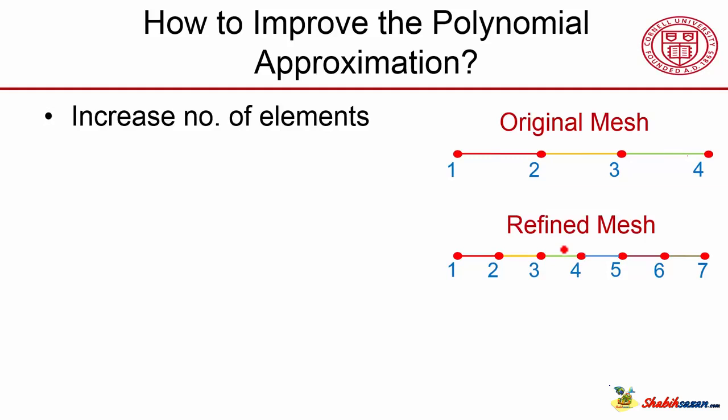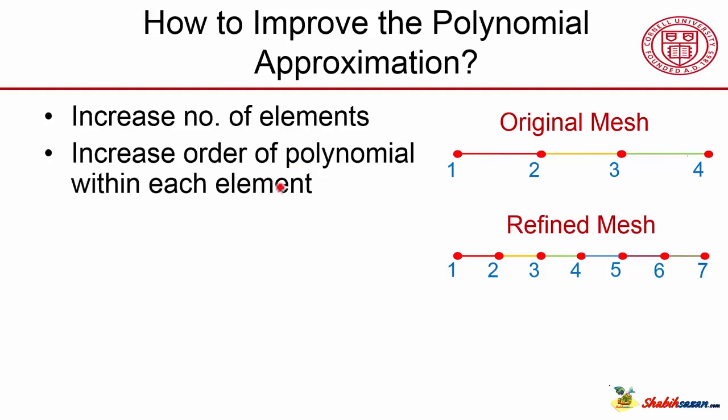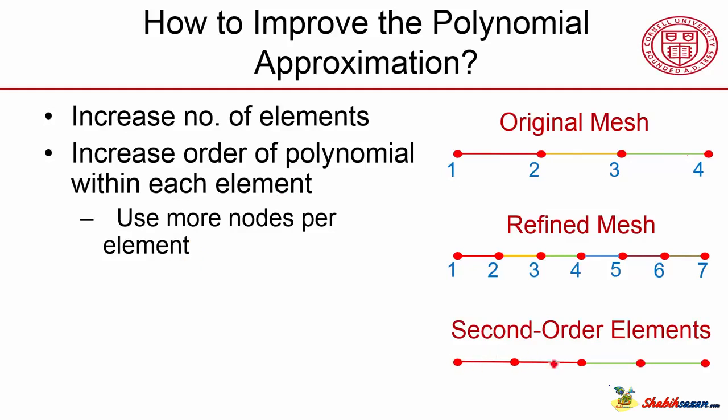The other way to improve the polynomial approximation is perhaps less apparent, which is to increase the order of the polynomial within each element. And you do that by using more nodes per element. Here I've shown a mesh with 2 second-order elements. So this would be the first element, and that would be the second element. And each element has 3 nodes, 1, 2, 3, as opposed to here where each element has only 2 nodes.